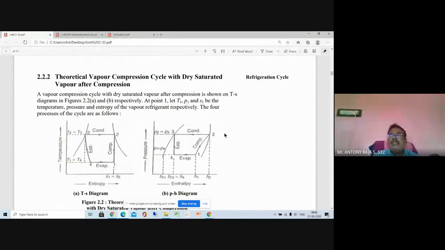And in the last class we discussed the degree of superheat and the degree of undercooling. Undercooling means we are cooling the liquid refrigerant below the saturated liquid line. Point number 3 is shifted leftwards. Superheating means point number 2 is shifted rightwards, into the superheated region. That means the exit is superheated vapor. So these are the conditions of the theoretical vapor compression cycle.